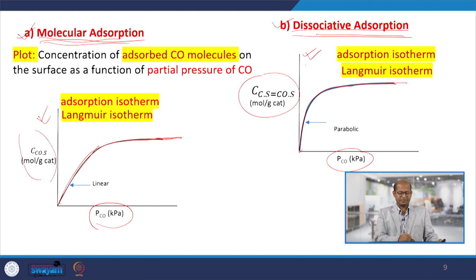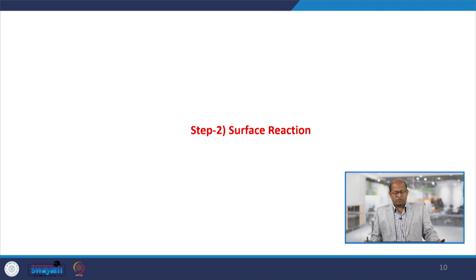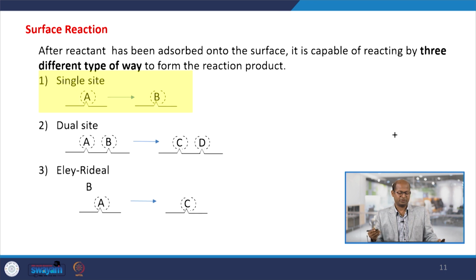Okay. And this type of adsorption isotherm is usually called a Langmuir type of isotherm. This type of isotherm is called a Langmuir isotherm. Okay. So, now surface reactions: adsorption step 1 we have discussed. Now, step 2, that is the surface reaction. Once it is adsorbed, then reactions will take place over the surface sites.